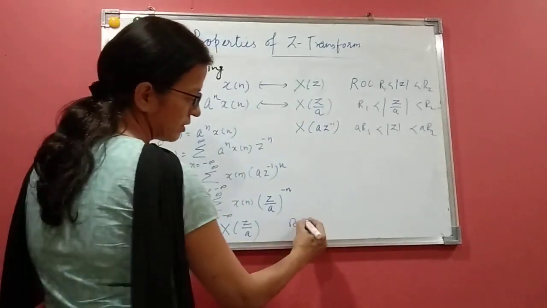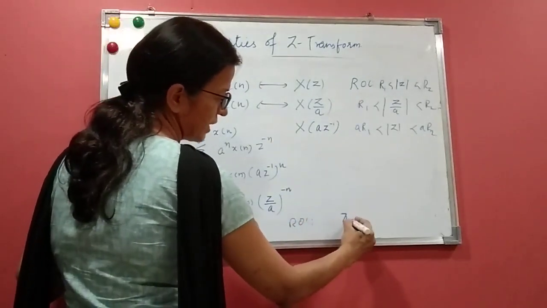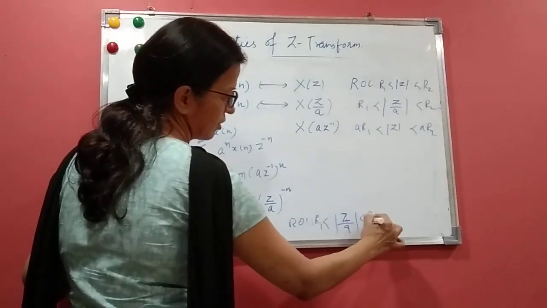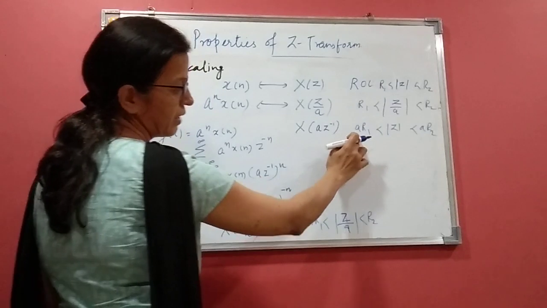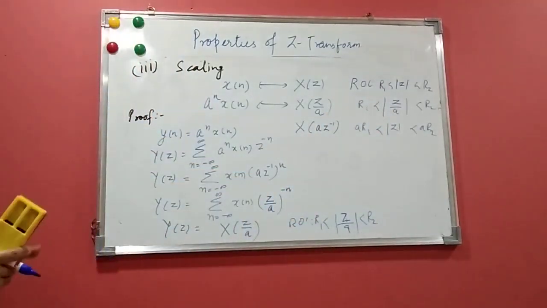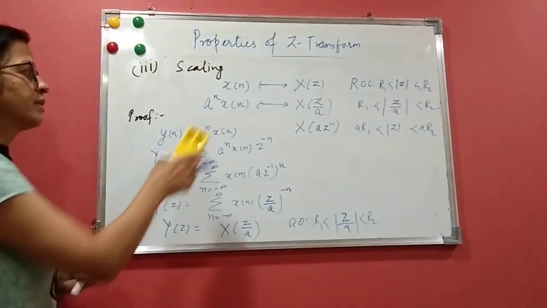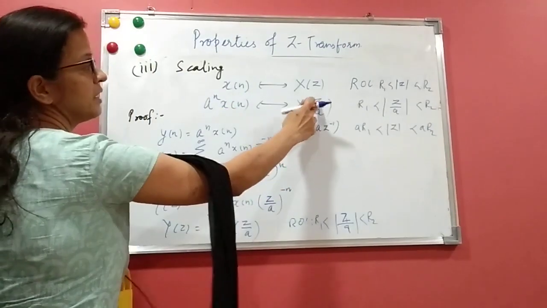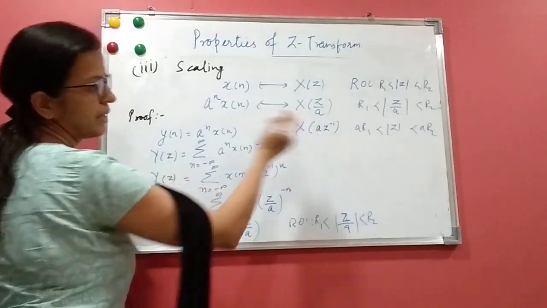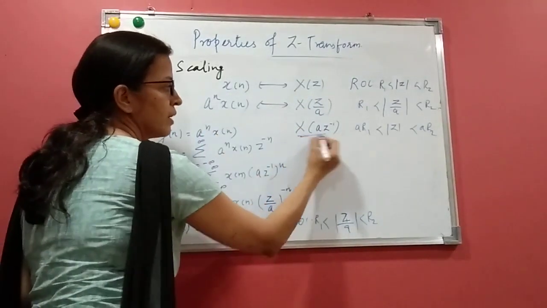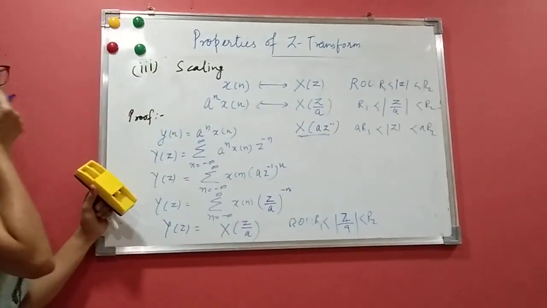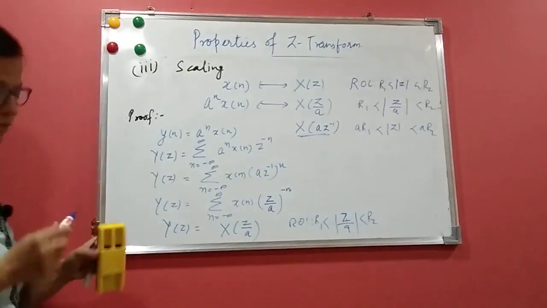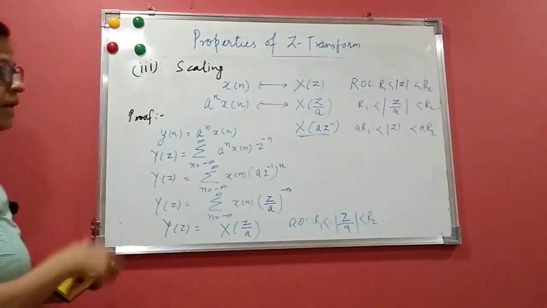The ROC will now be mod z by a greater than R1 and less than R2. So similarly, mod z will be greater than a R1 and less than a R2. Remember, whenever x of n is multiplied by a raised to n, in the z transform, z is divided by a, or we can say z inverse is multiplied by a. Why am I telling you this form? Because we have all the transforms in terms of z raised to minus 1, so it's easier to remember that z inverse is multiplied by a. I'll give you an example here. I think it's clear.